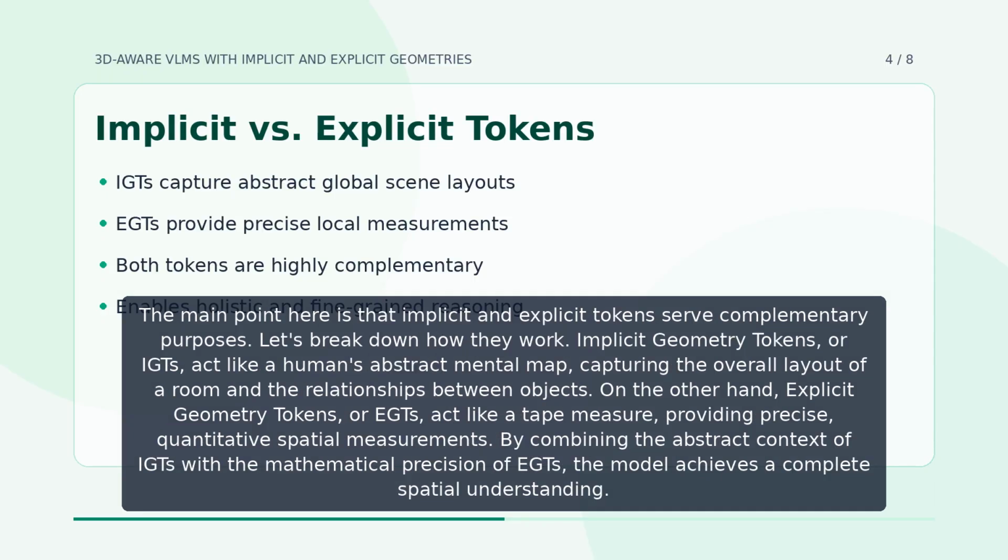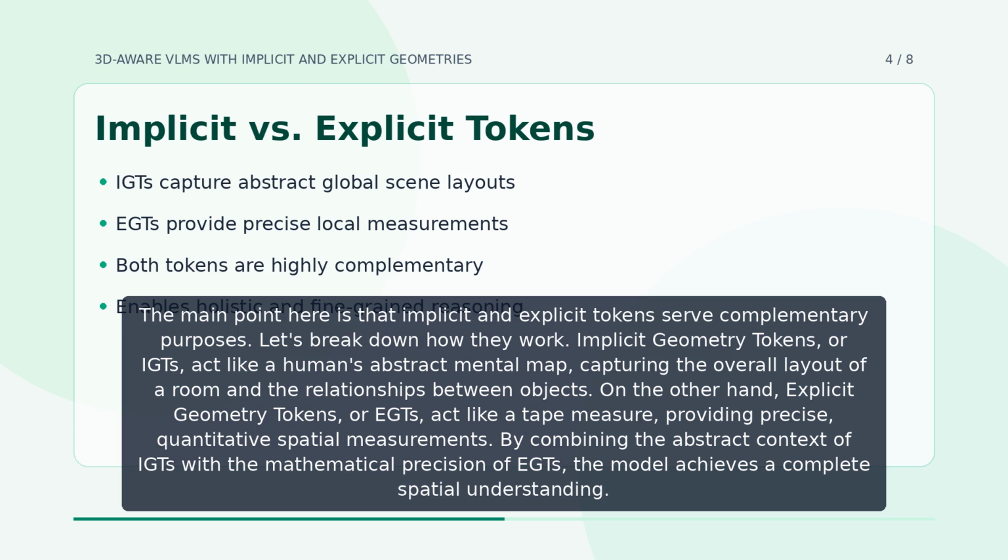The main point here is that implicit and explicit tokens serve complementary purposes. Let's break down how they work. Implicit geometry tokens, or IGTs, act like a human's abstract mental map, capturing the overall layout of a room and the relationships between objects. On the other hand, explicit geometry tokens, or EGTs, act like a tape measure, providing precise, quantitative spatial measurements. By combining the abstract context of IGTs with the mathematical precision of EGTs, the model achieves a complete spatial understanding.